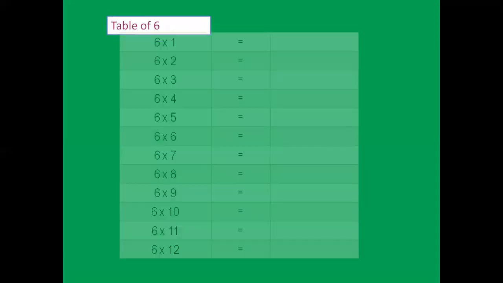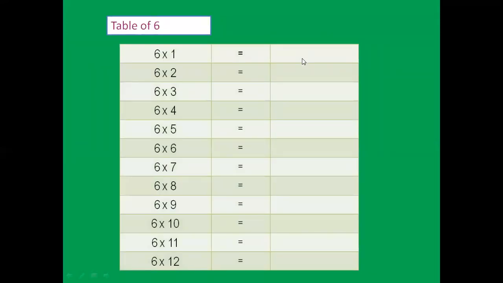Now the table of 6. 6 ones are 6. 6 twos are 12. 6 threes are 18. 6 fours are 24. 6 fives are 30. 6 sixes are 36. 6 sevens are 42. 6 eights are 48. 6 nines are 54. 6 tens are 60. 6 elevens are 66. 6 twelves are 72.